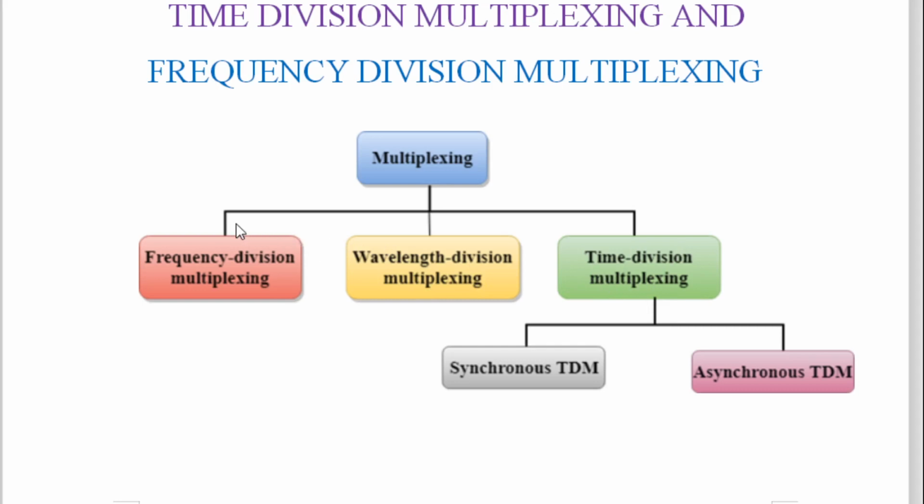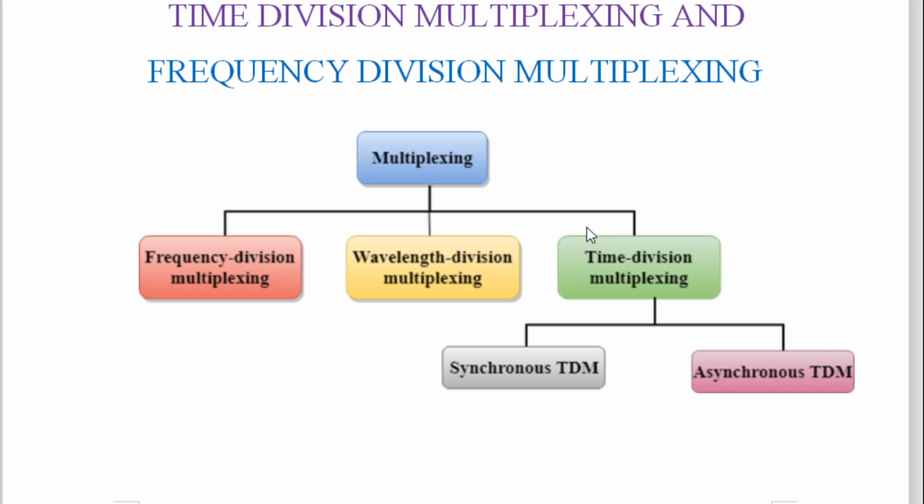For our syllabus, we have frequency division multiplexing and time division multiplexing, so we are going to focus on these two. Time division multiplexing is further classified into synchronous time division multiplexing and asynchronous time division multiplexing. Asynchronous time division multiplexing is also called statistical time division multiplexing. That we are going to study in the next slides. In this way, this is the multiplexing chart.